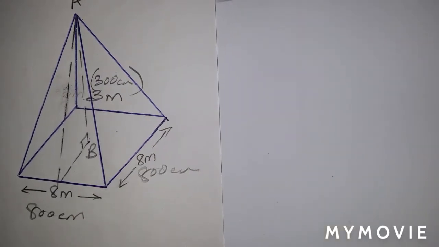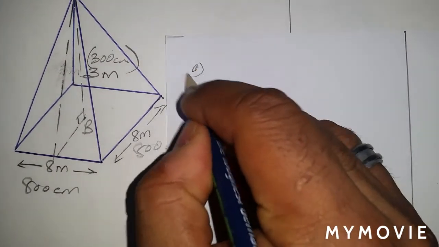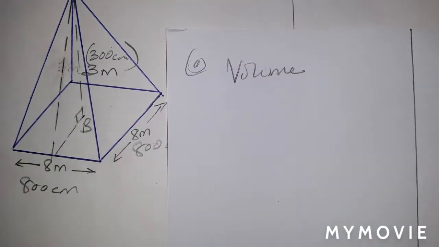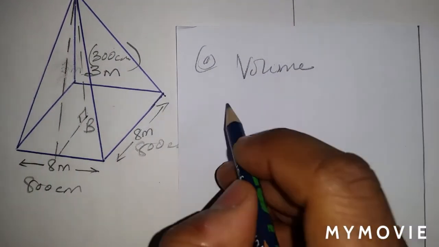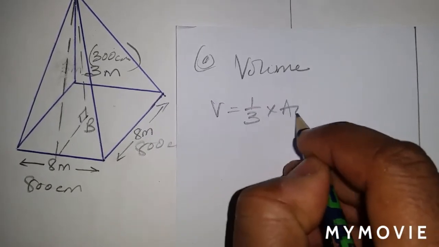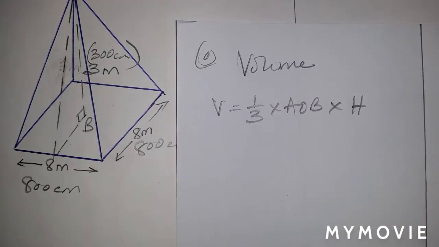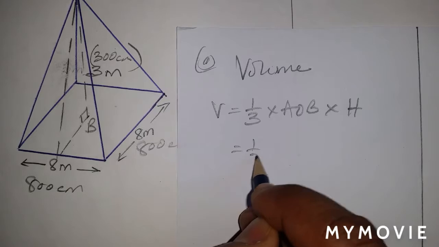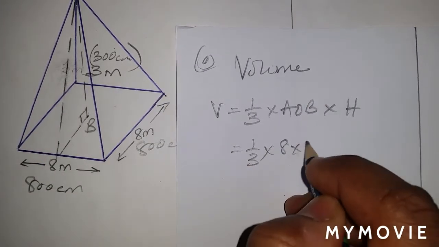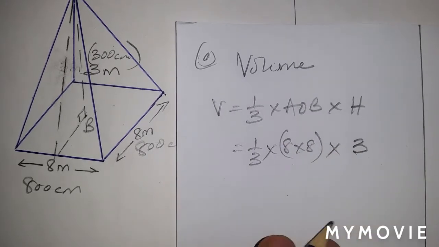So the first thing they're asking us to do is to find the volume of the pyramid. Now, the volume of the pyramid is a third times the area of the base times the height. That's the volume of the pyramid. And it's a third, and the area of the base, it's a square, so it's going to be 8 times 8. That's the base, and the height is in fact 3 meters.